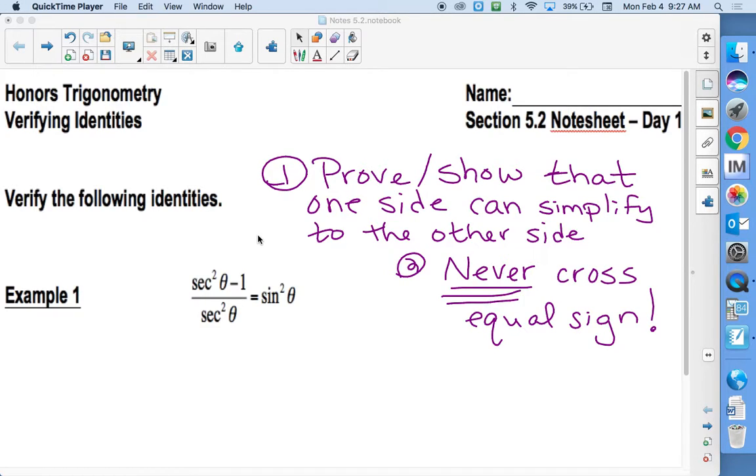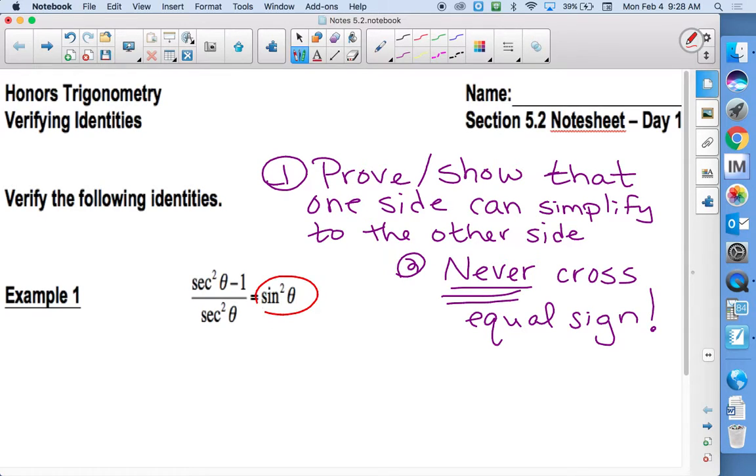In this first example, we have secant squared minus 1 over secant squared. The goal is to prove, show, verify, without crossing the equal sign, that it breaks down to be the sine squared. So essentially, that's your answer. The answer is supposed to be sine squared. How can we take the left side and use the identities to break it down?